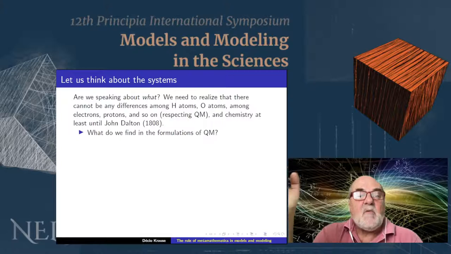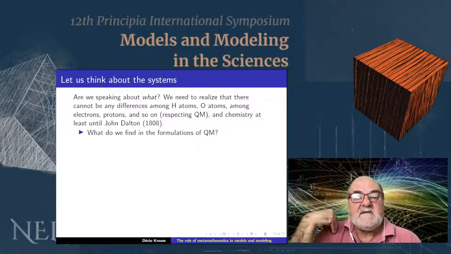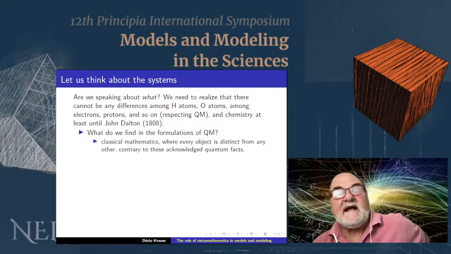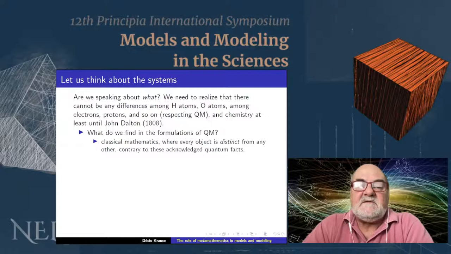Are we speaking about what? That's the question I posed a few minutes ago to Christine. What are we speaking about? I feel the lack of some discussion about ontology. We need to realize that there cannot be any differences, for instance, among hydrogen atoms, oxygen atoms, among electrons, protons, and so on, respecting quantum mechanics and chemistry, at least since John Dalton. That is, we need to acknowledge the indiscernibility of these elements. Then this is a challenge to quantum mechanics, to the metamathematics of quantum mechanics.